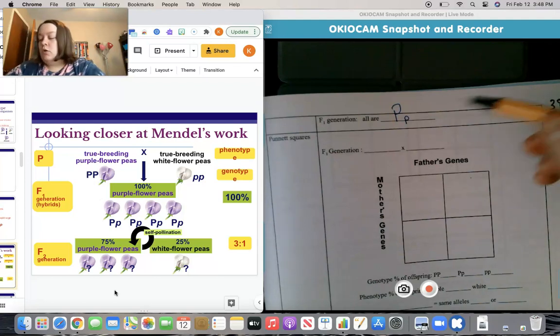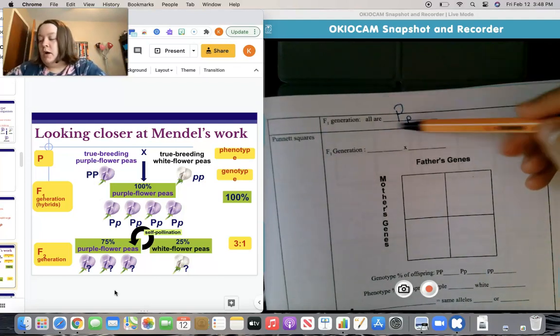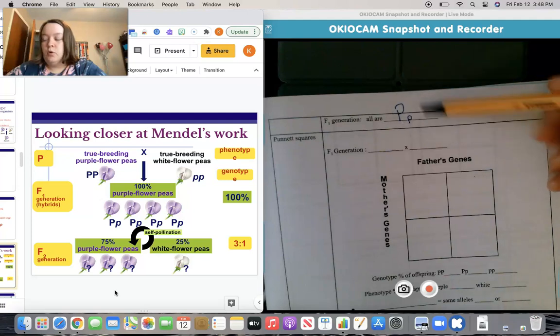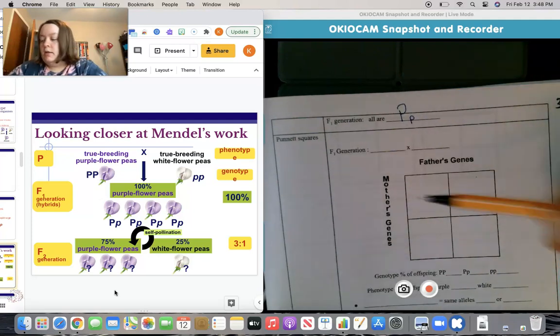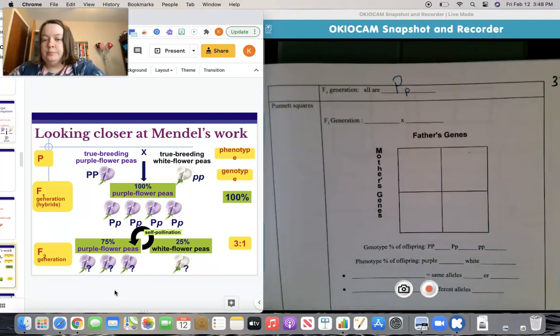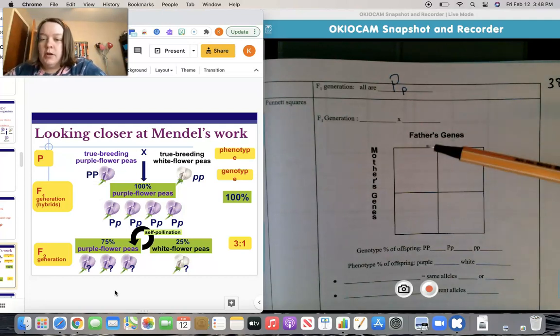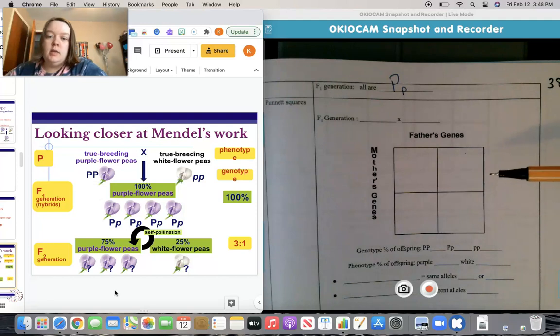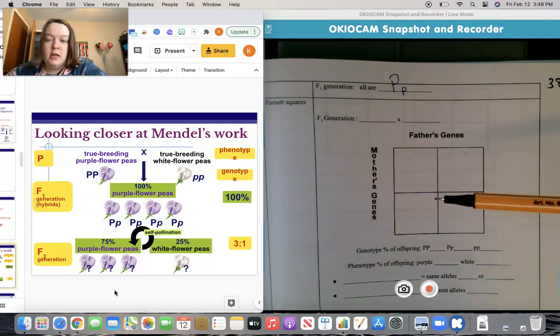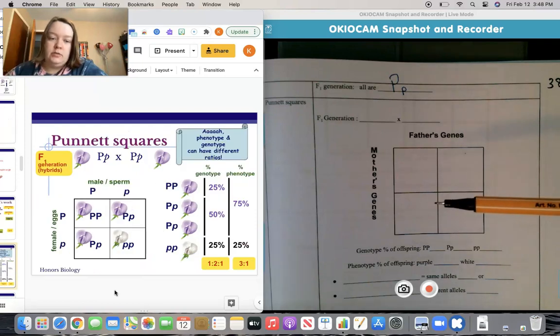Then what Mendel did is he cross-pollinated, or self-pollinated, these F1 purple flowers here, and that's how he got his F2 generation. Now, the way that we are going to represent our work when we're looking at genetic traits is in a Punnett square. A Punnett square is essentially a small table. It can be various sizes depending on how many traits we're looking at, but it helps us predict the chance of the offspring having a certain genotype or a certain phenotype.